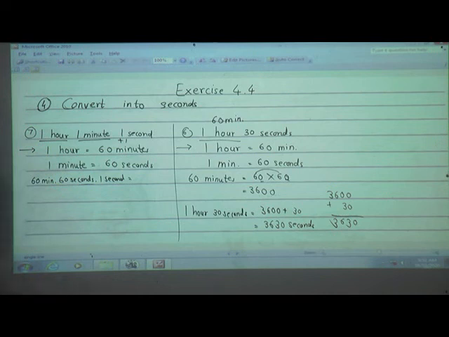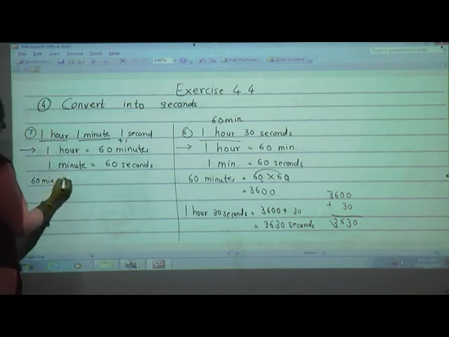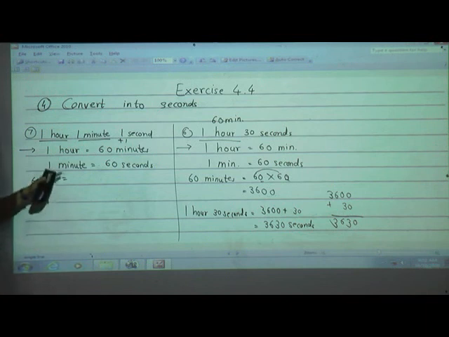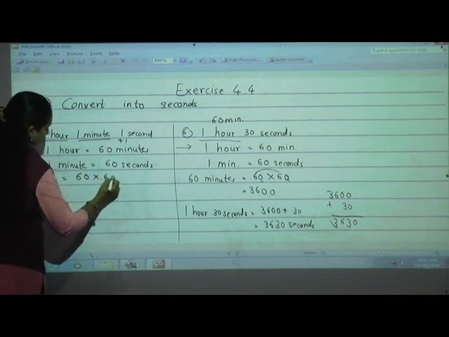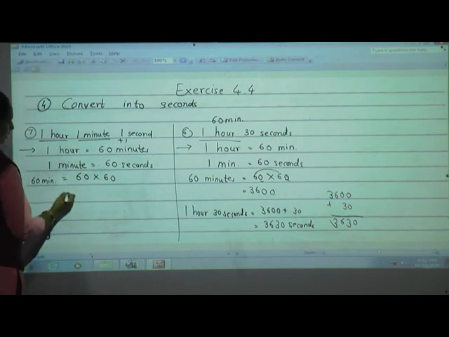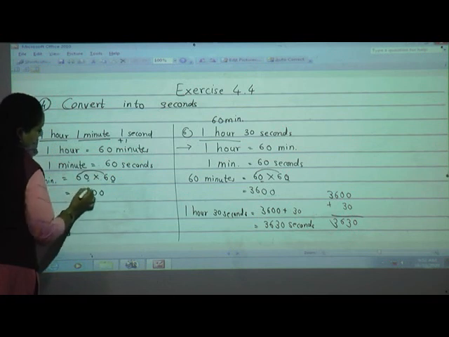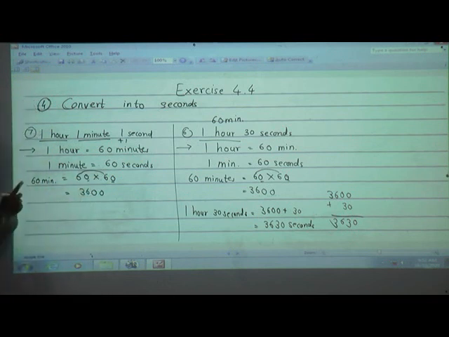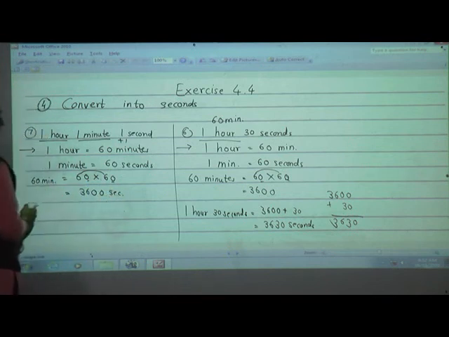So for that, see here, I'll write this later on. First 60 minutes we will convert into seconds. So when you want to convert minutes into seconds, we have to multiply by 60. 60 minutes multiplied by 60. Same 0, 0, right as it is. 6, 6 are 36. We have converted 60 minutes is equals to 3600 seconds.